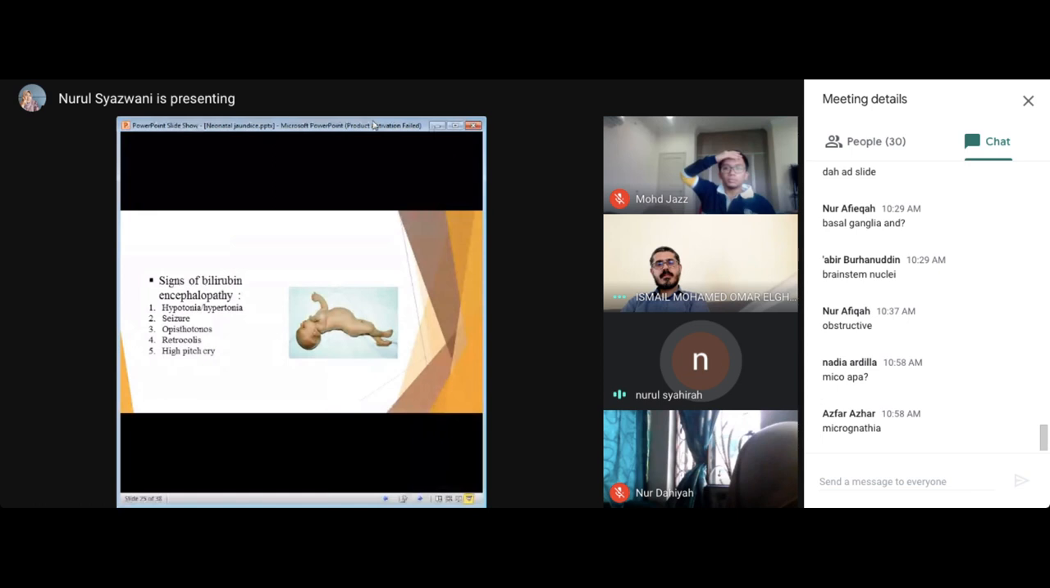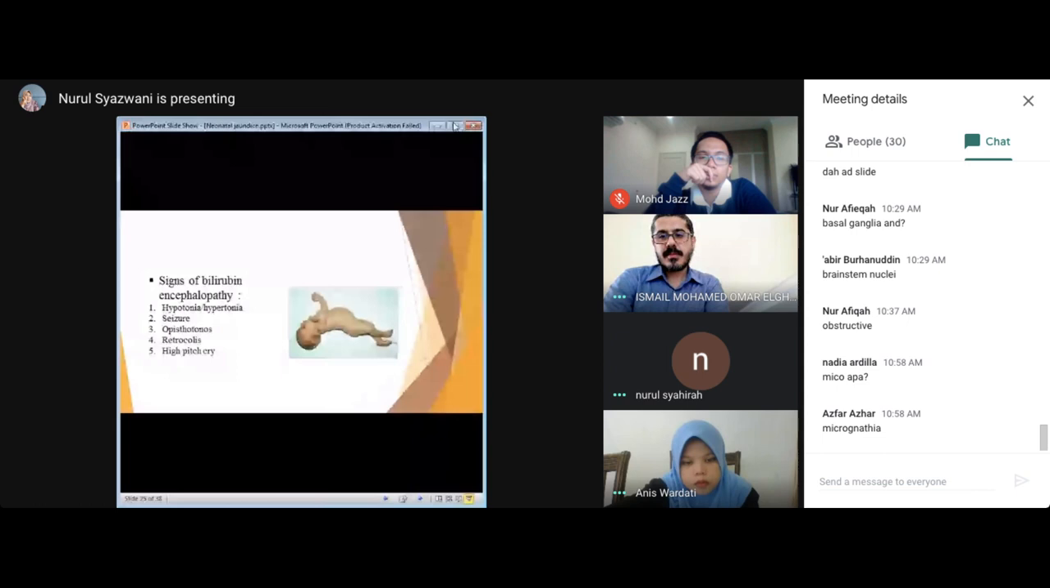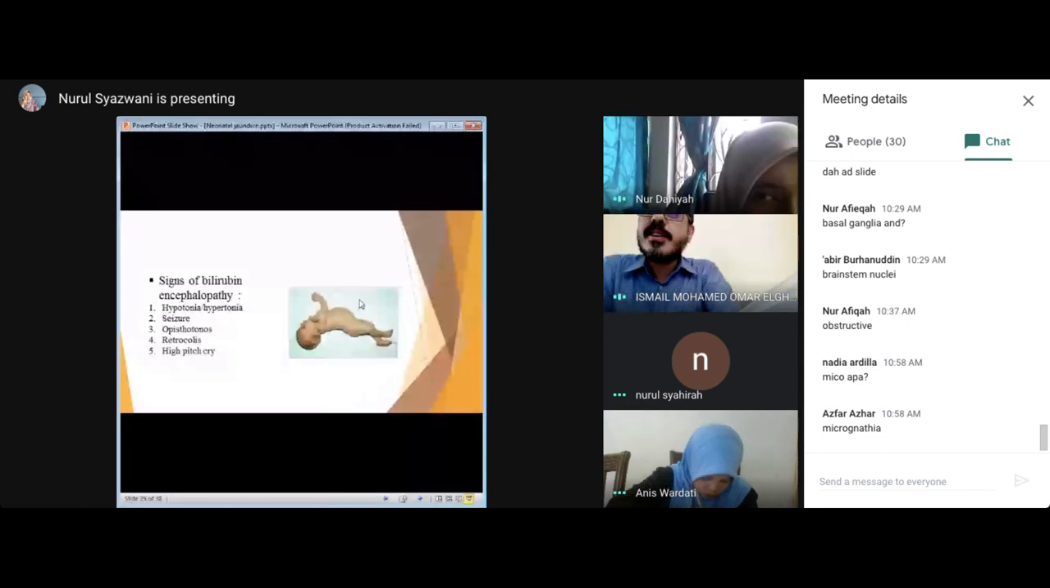So the photo you are showing us, what posture does the baby have? You put one photo here showing a certain posture. So what is the posture of the baby in the photo? Opisthotonus. Opisthotonus, very good. Yes, so the baby has opisthotonus. We can see it, arching of the back. Arching of the back. Okay, very good. Carry on.